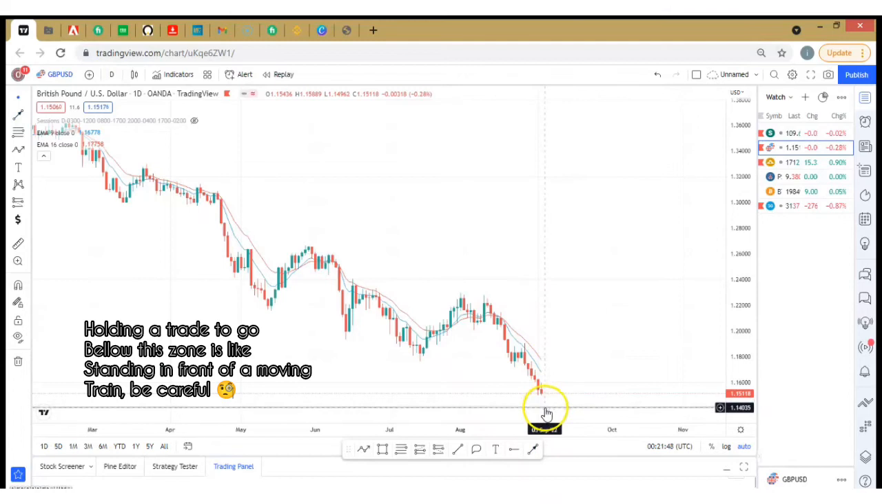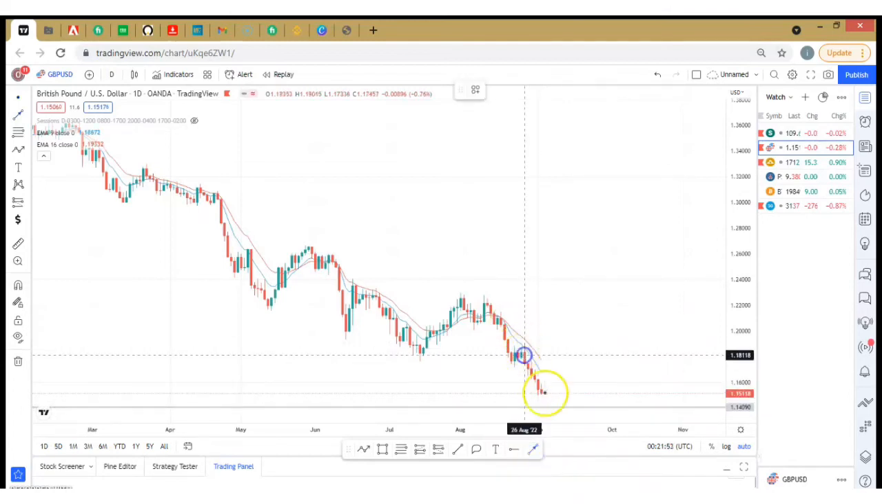So any trade you're holding, don't hold a trade beyond this zone. Just close around this zone and go out. But yeah, I'll draw my support and resistance. That's the next thing I'll do.